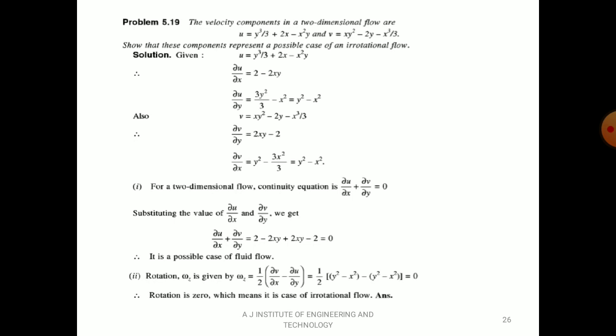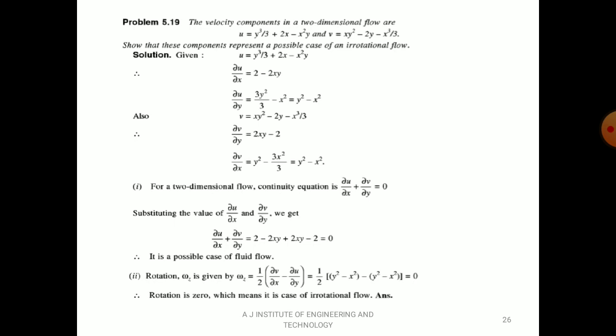For a two-dimensional flow, the continuity equation is given by dou u by dou x plus dou v by dou y equal to 0. So substitute the values of dou u by dou x and dou v by dou y from the above expressions. We get dou u by dou x plus dou v by dou y equal to 2 minus 2xy plus 2xy minus 2, that is equal to 0. When it satisfies the continuity equation, we can say it is a possible case of fluid flow.